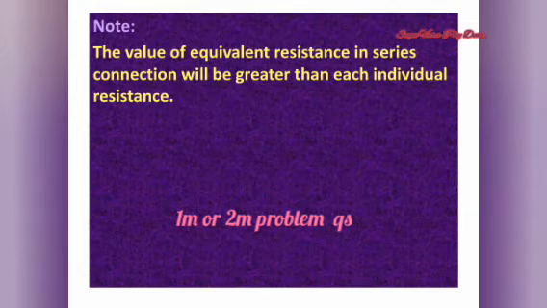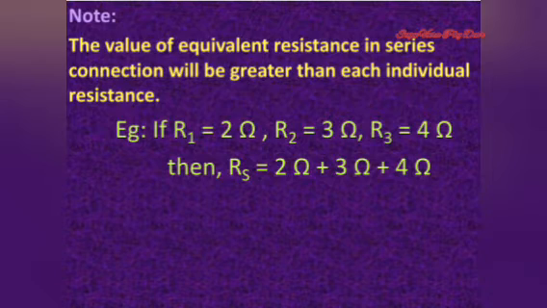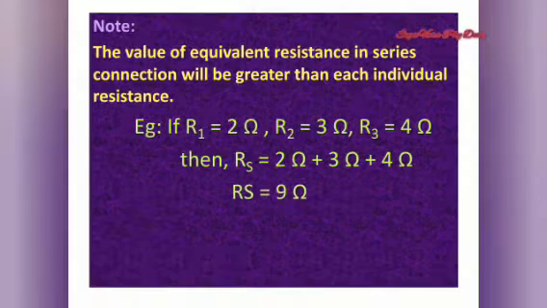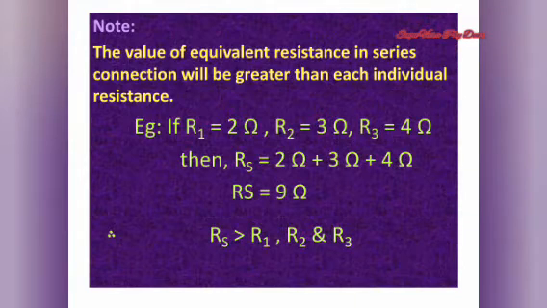For example, if R1 equals 2 ohms, R2 equals 3 ohms, R3 equals 4 ohms, substitute these values in the series connection formula Rs equals R1 plus R2 plus R3. So Rs equals 2 ohms plus 3 ohms plus 4 ohms. So we get Rs equals 9 ohms. But Rs is greater than R1, R2 and R3.